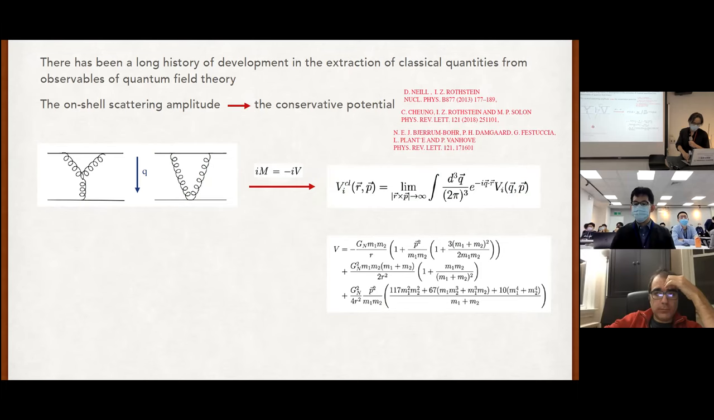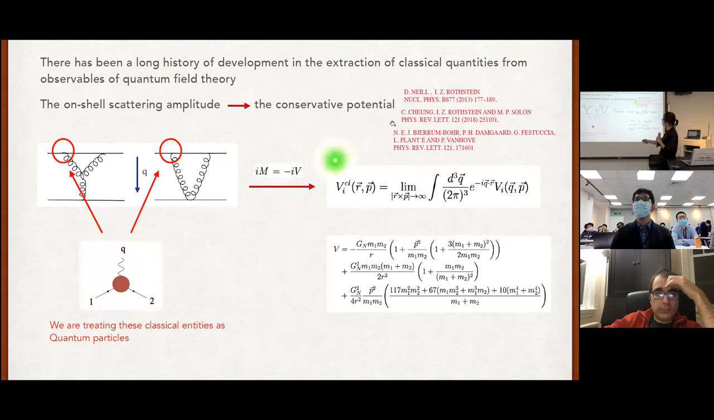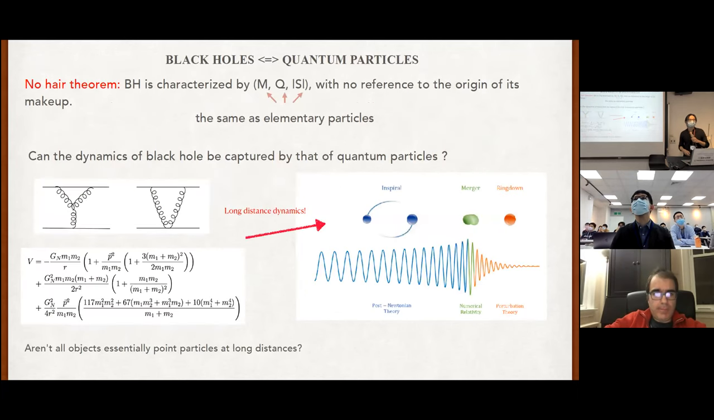Now, if you look at this computation, you see that what's really happening is you're describing the source of your gravitational object as a point particle. You're really drawing a point particle line coupled to the graviton. So basically, in these kinds of computations, we're treating these classical entities as quantum particles. You might think, why are we able to do this, or why does this even make sense? Well, it actually makes perfect sense because of the No-Hair theorem. From the No-Hair theorem, we state that black holes are characterized by mass, charge, and spin. And mass, charge, and spin are exactly the quantum numbers you use to describe particles. So it's not surprising that you can use particles to describe black holes.